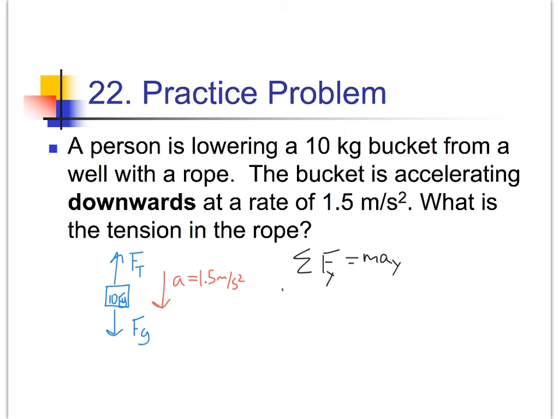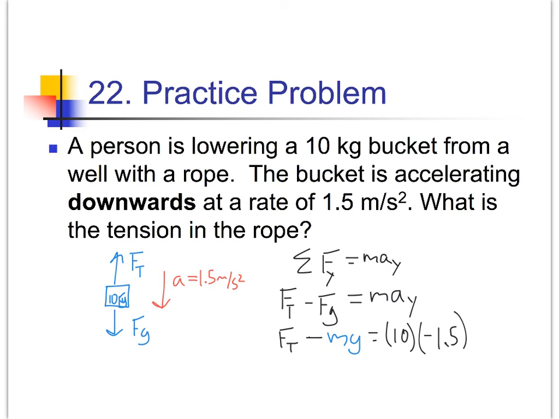So I can say the sum of my forces in the y is going to be Ft minus Fg, and that's going to be equal to mass times my y acceleration. Two things I can do. I can start filling in equations for things that I have an equation for. So Ft minus force of gravity, I know, is mg, so I can make that substitution. And I'm going to fill in for the mass that I know. I know my mass is 10, and my acceleration is negative 1.5.